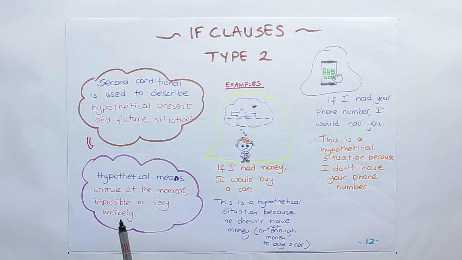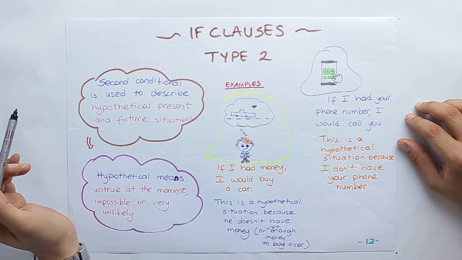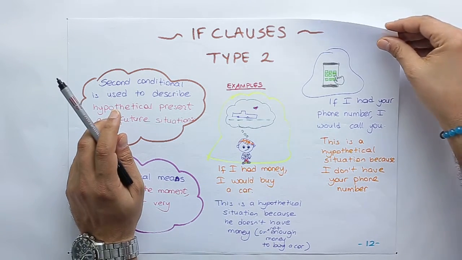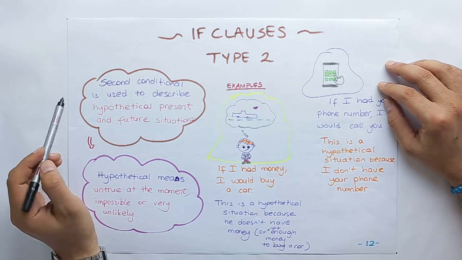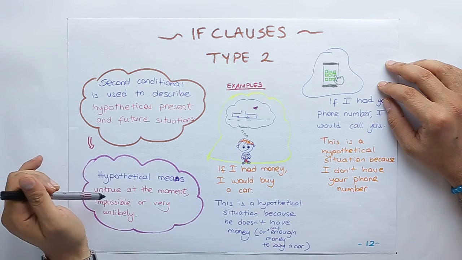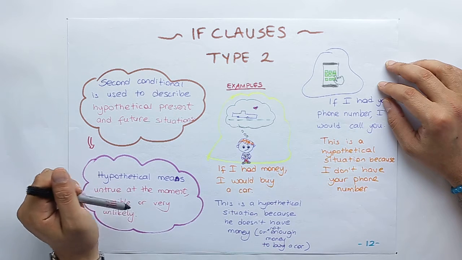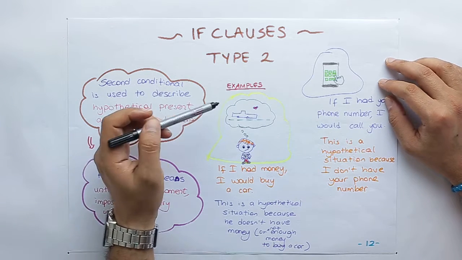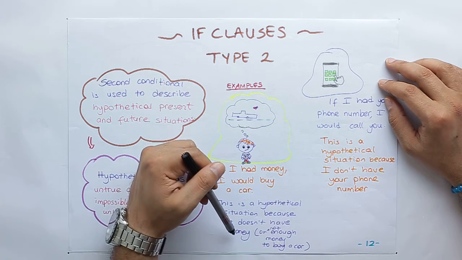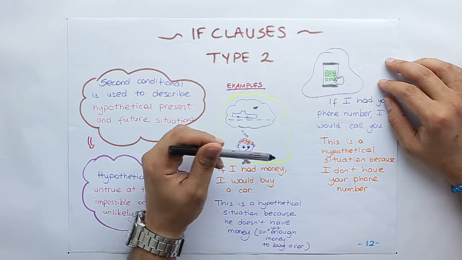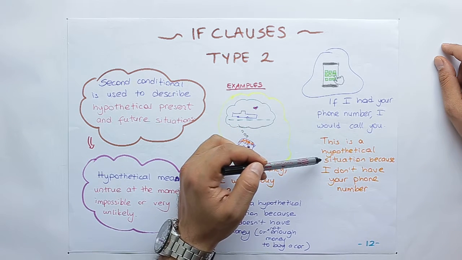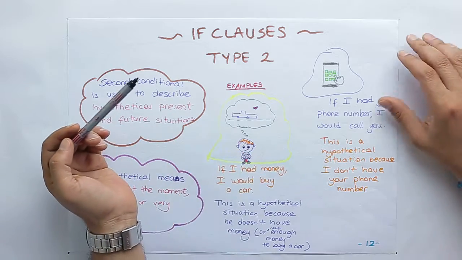If clause type 2, second conditional, what is that one? Yes, second condition. Where do we use second conditions in English? Second condition is used to describe hypothetical, present, and future situations. Hypothetical means untrue at the moment, impossible or very unlikely. Okay. If I had money, I would buy a car. This is a hypothetical situation because he doesn't have money. Okay. If I had your phone number, I would call you. This is a hypothetical situation because I don't have your phone number.